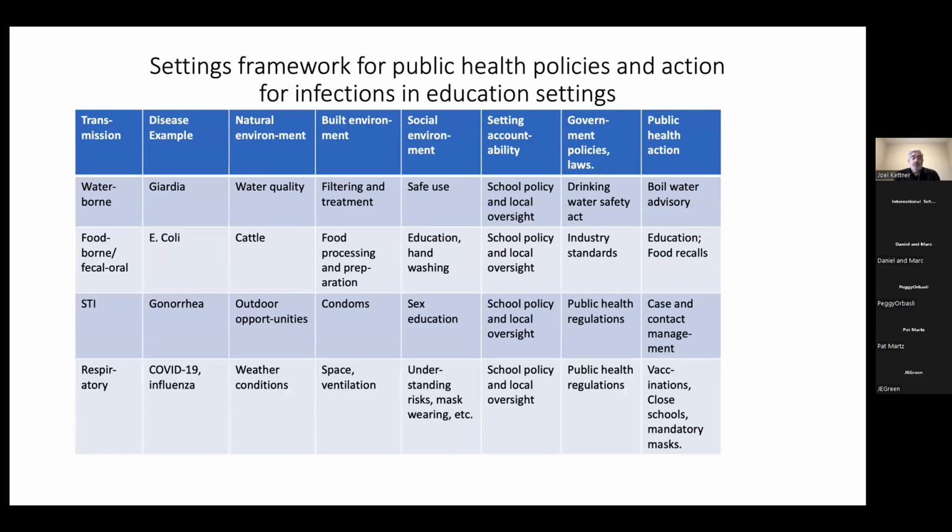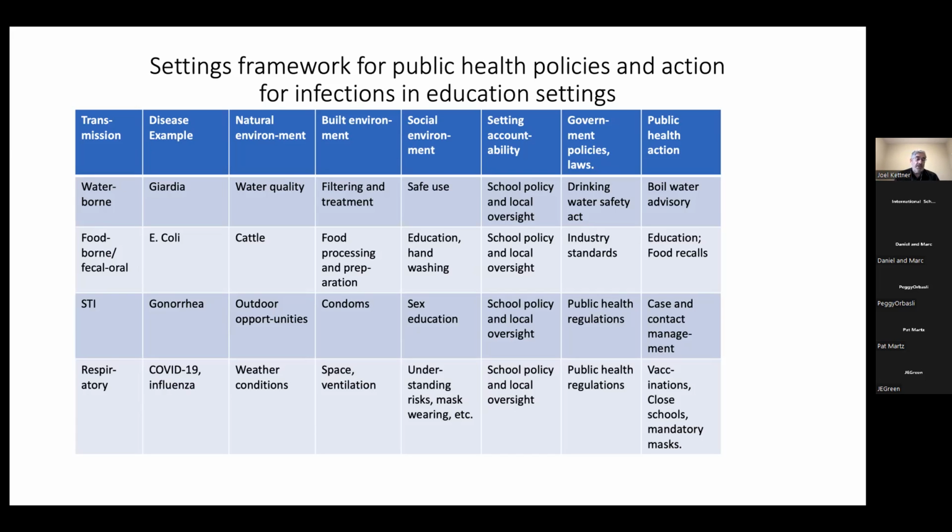This is the settings framework and a few examples of different types of diseases of infectious nature. And what their sources are is what's important, because there are many waterborne infections, but we don't think about each specific one. We think about filtering, boiling, treating water. Same thing with food. We learn how to handle food because of a number of different things that could make us sick. Treatment is more specific to the disease.